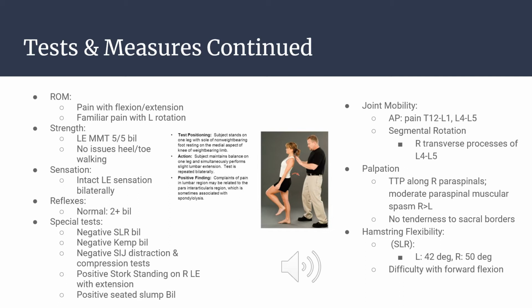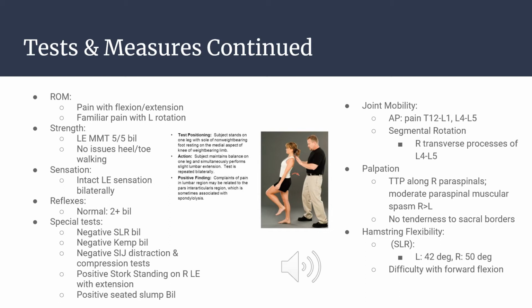Special tests done. So we had a negative straight leg raise test bilaterally for neural tension. We had a negative Kemp test bilaterally for nerve root compression. We had a negative sacroiliac joint distraction and compression test. So less instability there. And then we did find positive stork standing on the right lower extremity with extension.